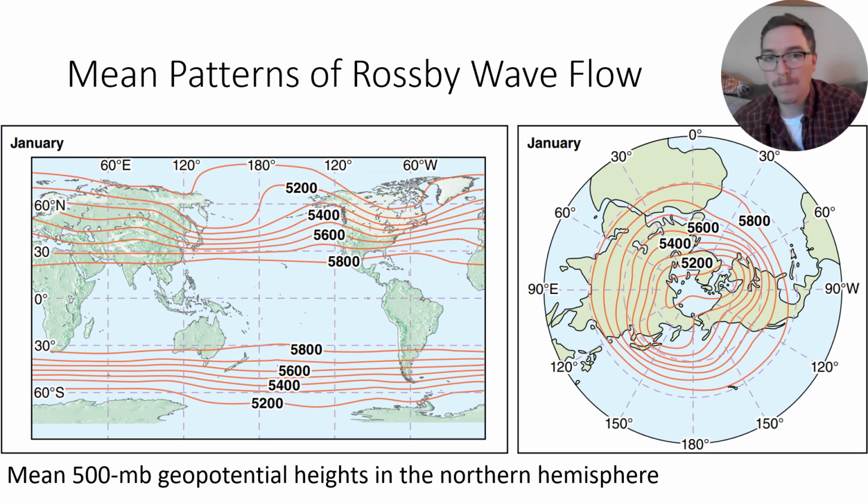So notice in January in the southern hemisphere, pretty straight, right? Very bumpy and wavy during winter in the northern hemisphere. It's a little tough to see, but we can see like the 5,800 line is dipping down into Mexico, whereas the 5,200 line extends over northern Canada, the Northwest Territories, and northern Russia.